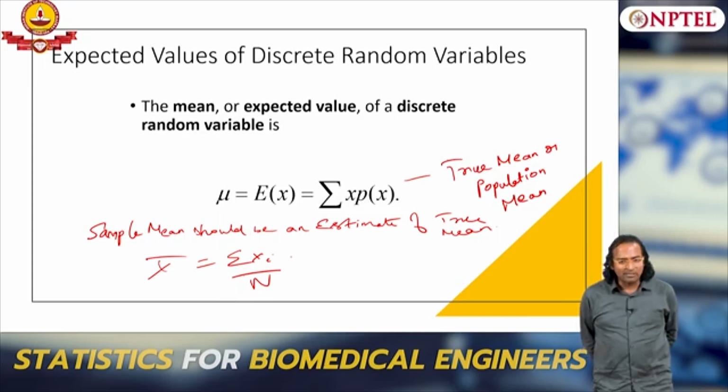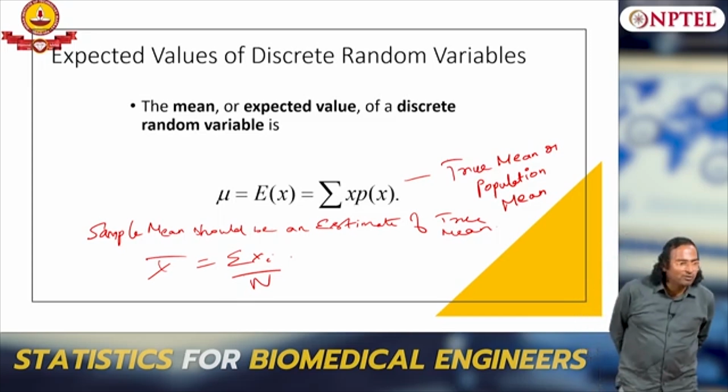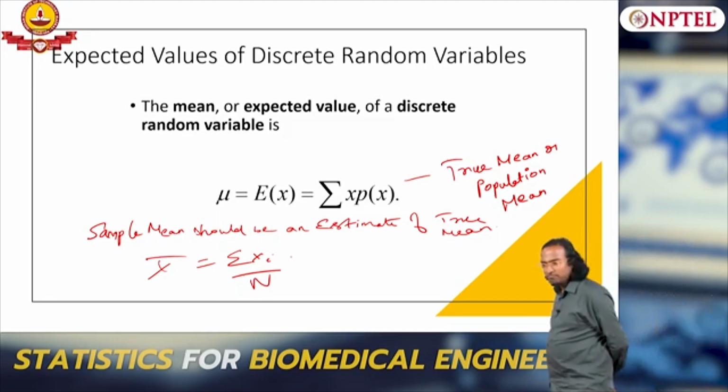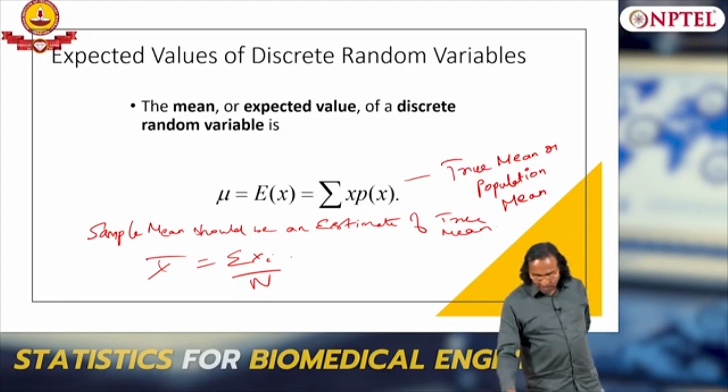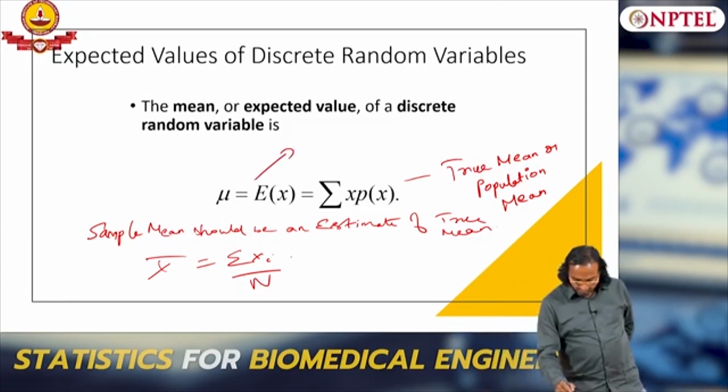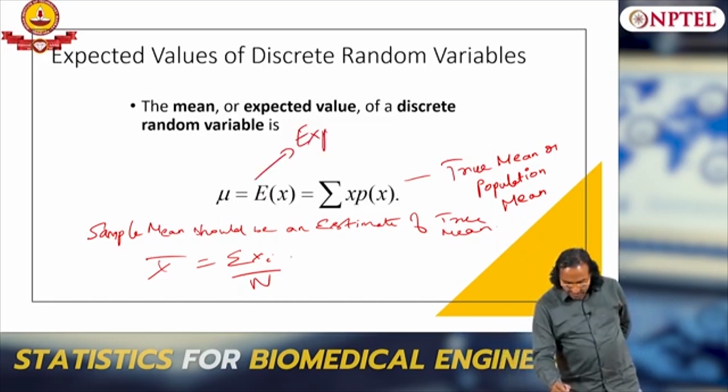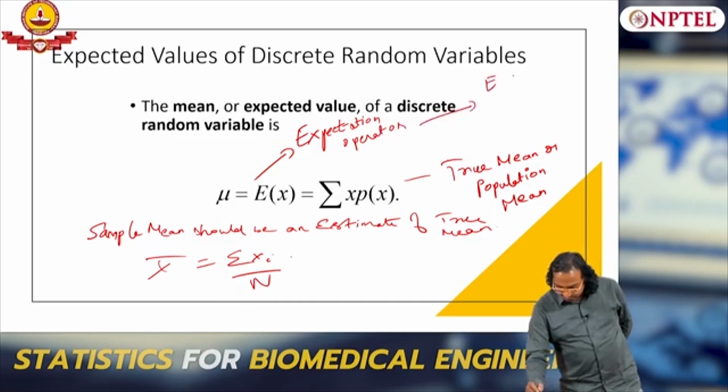You understand my question? x bar should be an estimate of the true or population mean. How do I show that? This E stands for what? It is called the expectation operator. The expectation operator is linear.